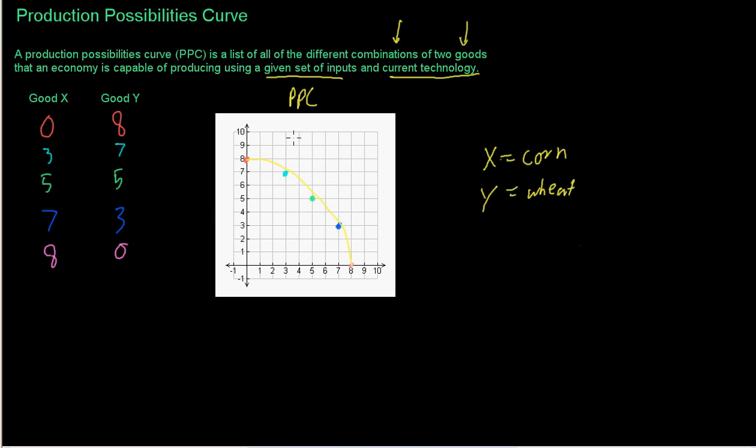you can produce anything inside the production possibilities curve. So this farmer, let's say, could produce Y as wheat, so he could produce 7 bushels of wheat and 3 bushels of corn. But he could also go ahead and produce 3 bushels of corn and 6 bushels of wheat, which would be right here. Or he could produce 3 bushels of corn and 5 bushels of wheat, or 3 and 4, or 3 and 3, or 3 and 2.